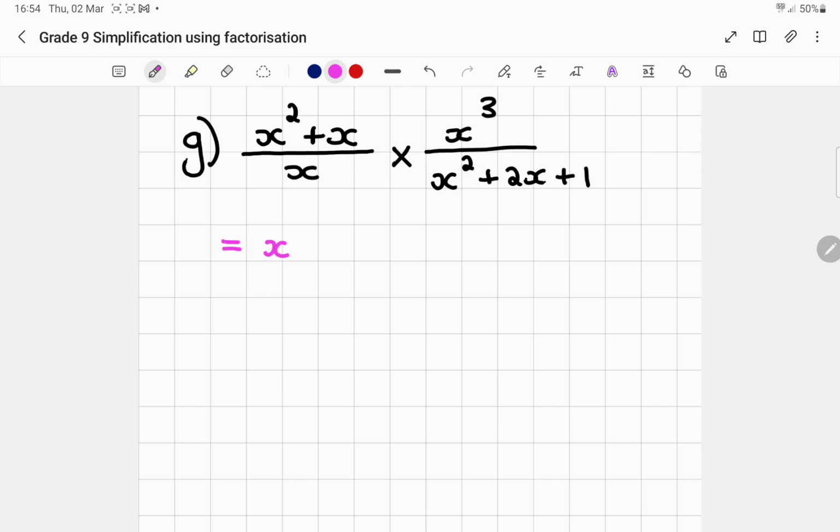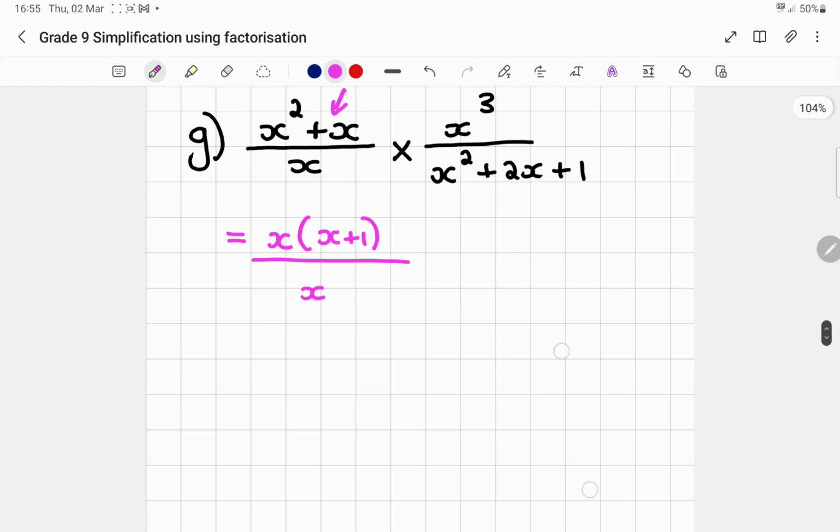So I'm going to factorize the top over here. X squared plus x. Can you see there's a common x in both? So I'm going to take out an x. What is left? X plus 1 over x multiplied with x to the power of 3. And that, boys and girls, is a trinomial.